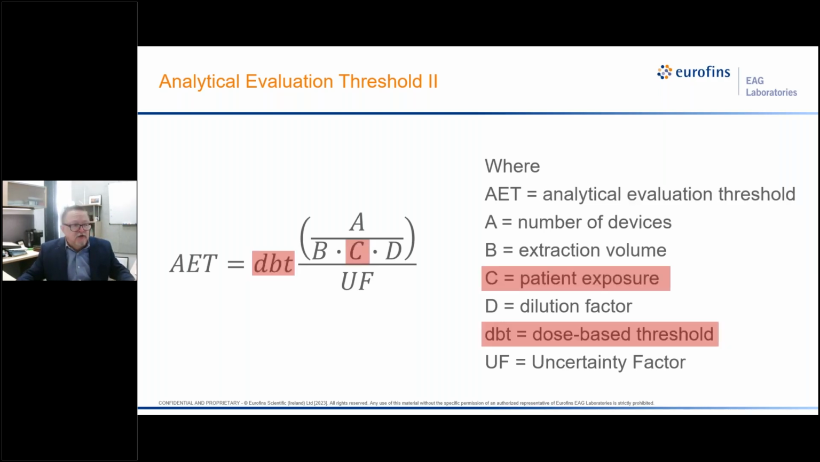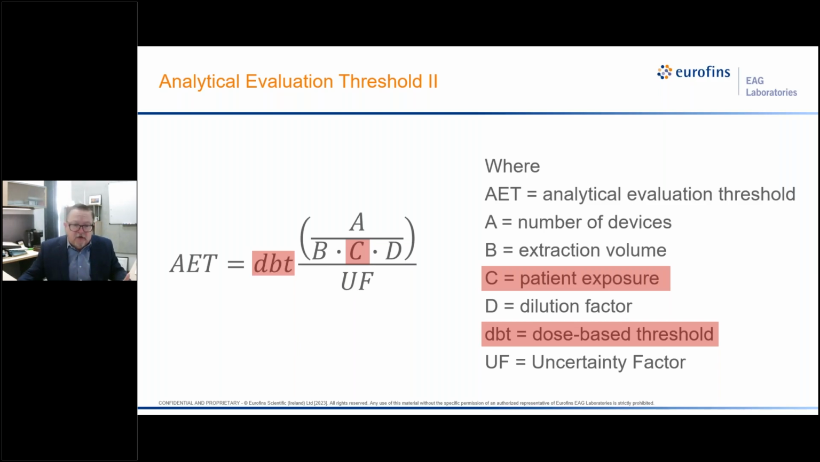Specifically the dose-based threshold, and C, which is the patient exposure. These two items we may not have a lot of control over, but if they're defined incorrectly, they can lead to a lot of challenges around achieving the AET and may be overly conservative. So it's really important that we understand those, and I'll talk a little bit about that later in the presentation.